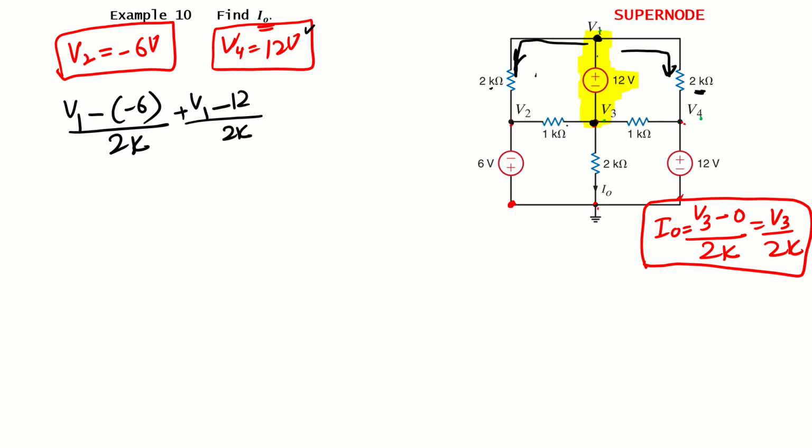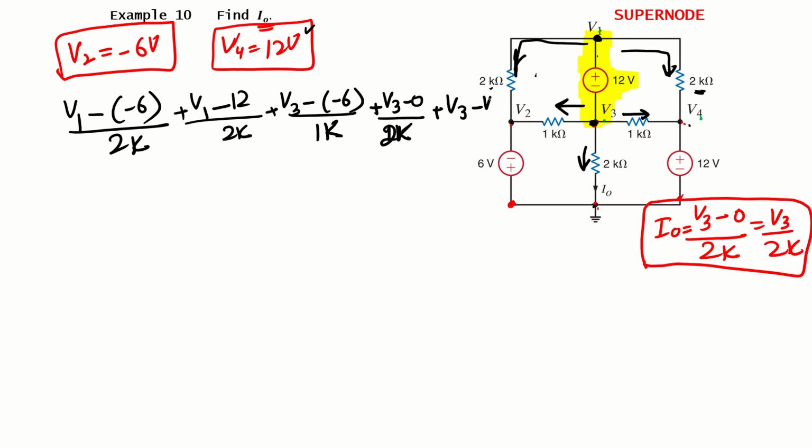Then we come here to V3. With reference to V3, the current through 1 kilo ohm. What will be that? V3 minus V2, where V2 is minus 6, divided by 1k. Then the current through this 2 kilo ohm. What will be that? V3 minus 0 divided by 2k. The last one, the current through 1 kilo ohm. What will be that? V3 minus V4, where V4 is 12 volt, divided by 1k, is equal to 0. So this is our equation.